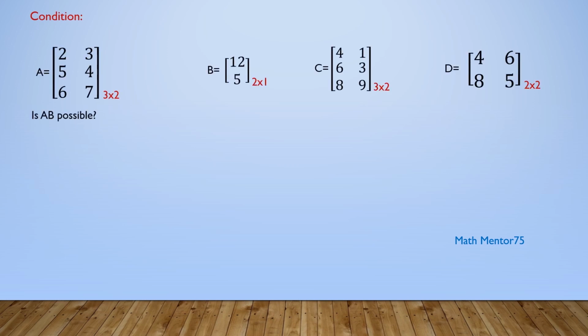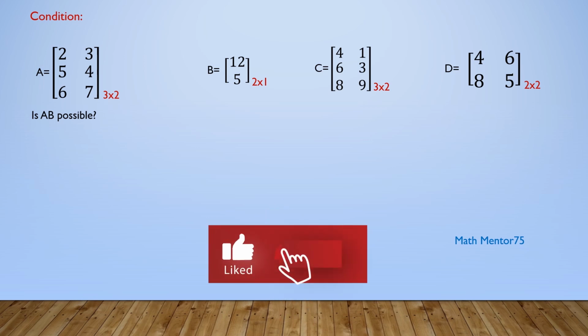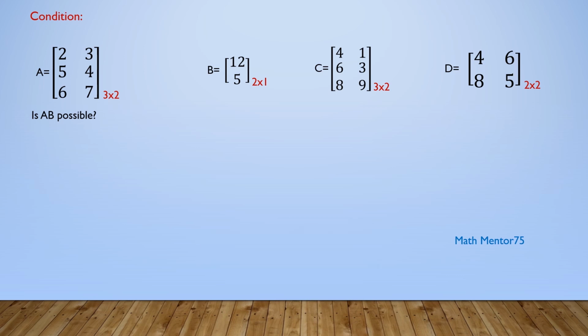Here we have 4 matrices. Now we have to check whether we can multiply matrix A with B. We know the condition. The condition is that the two matrices in discussion must have the following property. That is, the columns of the first matrix must be equal to the rows of the second one.